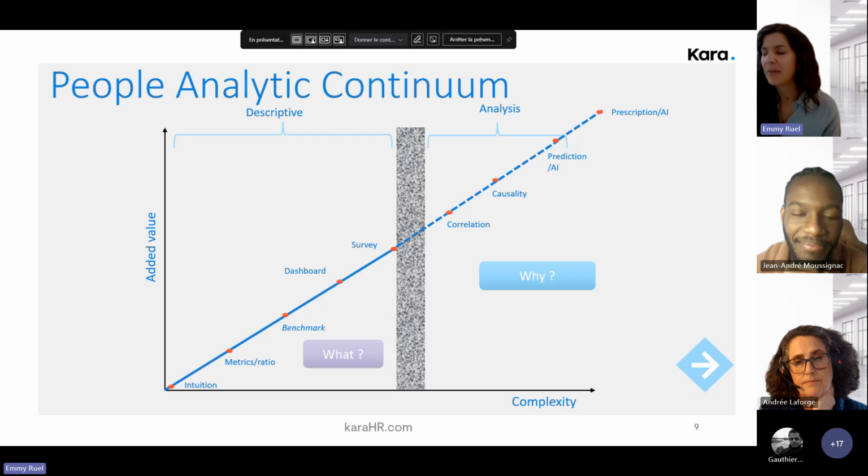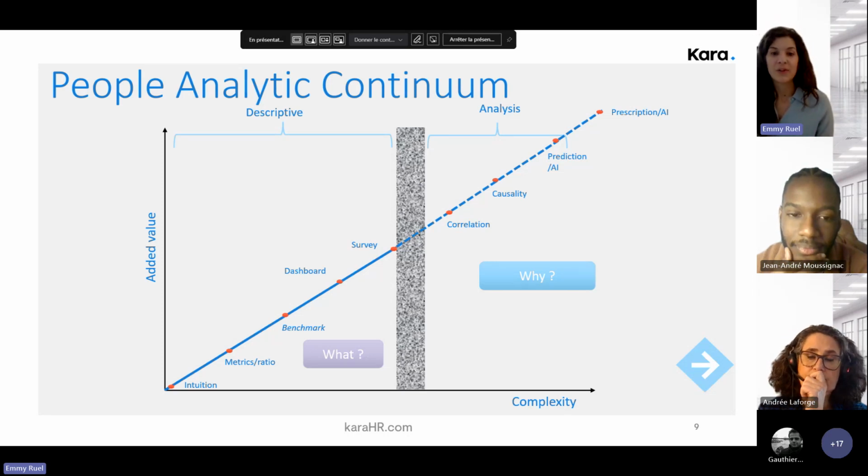Then there is what we call the people analytics wall. Okay, to get past this wall, you cannot do it with Excel or HRIS. You really need to be structured with a team, a technology, a budget. Yeah, you will need time, money, technology, and people to get there. So then you will be able to establish correlations. Correlation is a statistical concept widely used to assess the relationship between two indicators. The two indicators will evolve simultaneously without one directly influencing the other.